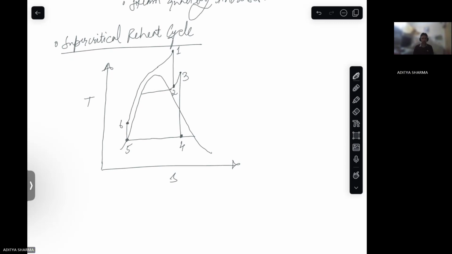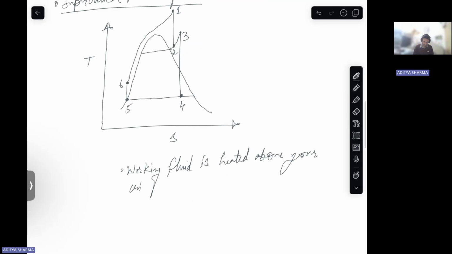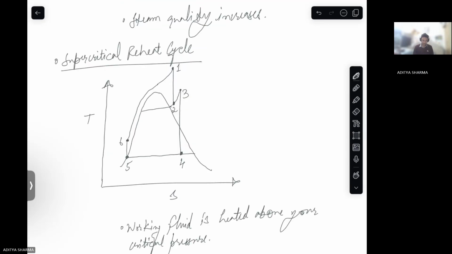So now what happens here? Your working fluid is heated above your critical pressure. Okay. And this leads to an increase in the thermal efficiency of your cycle.